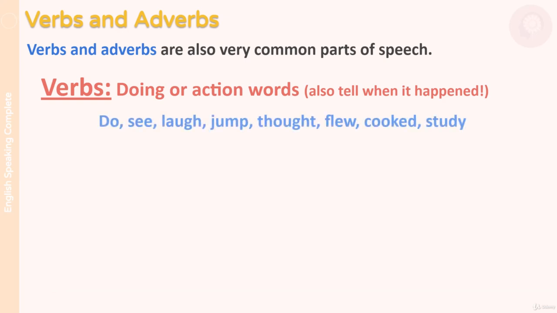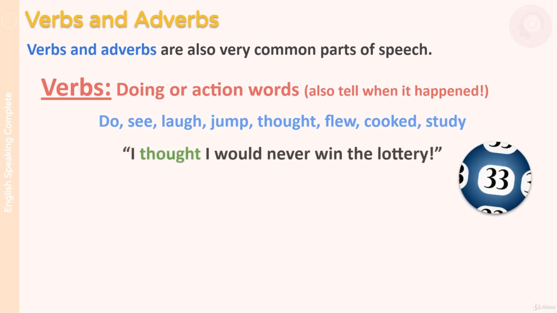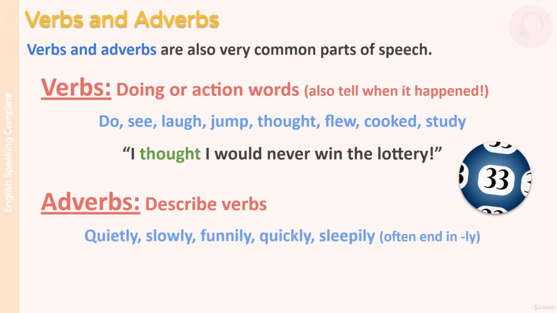Here's a few examples. Do, see, laugh, jump, thought, flew, cooked, study. I thought I would never win the lottery. Adverbs quite simply describe verbs. So we use them next to a verb to give the verb a bit more information. Quietly, slowly, funnily, quickly, sleepily. As you can probably see, often ending in ly.